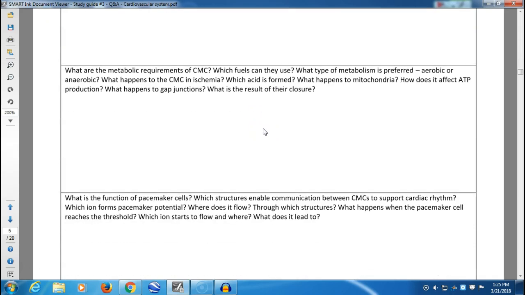Metabolic requirements of cardiomyocytes. What can they use as a fuel? One word starts with E. Everything, yeah. Of course, glucose is best. They can use lactic acid, they can use pyruvate, they can use lipids, they're fine. They can use any type of fuel, okay? What type of metabolism do they prefer? Aerobic, because it gives you more ATP.